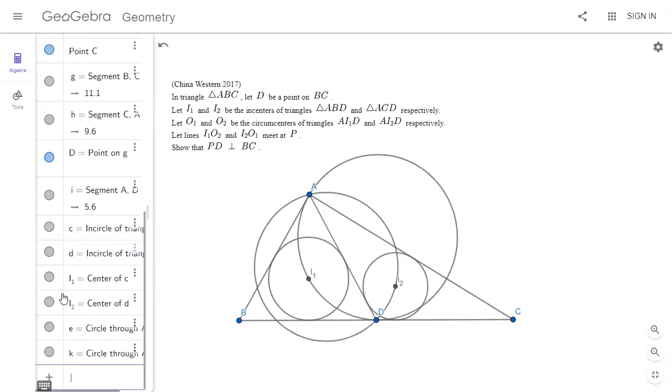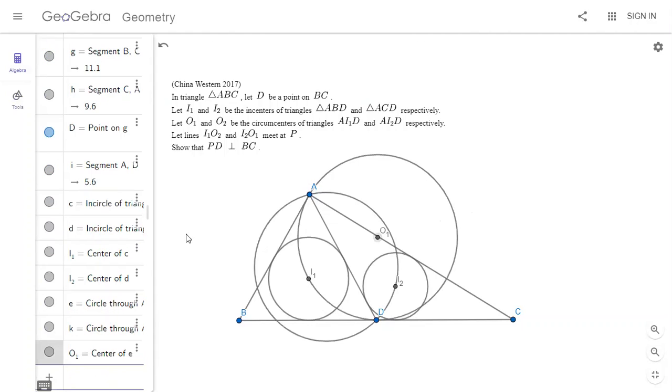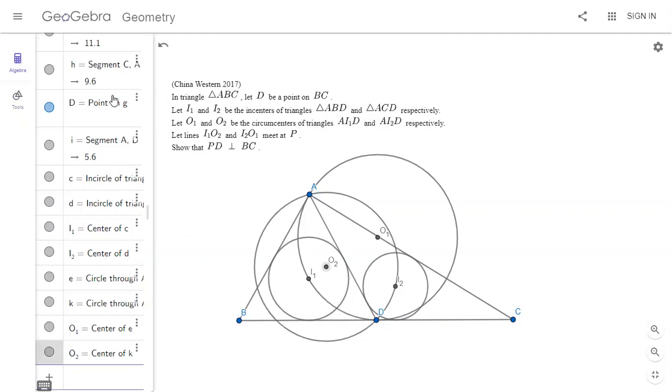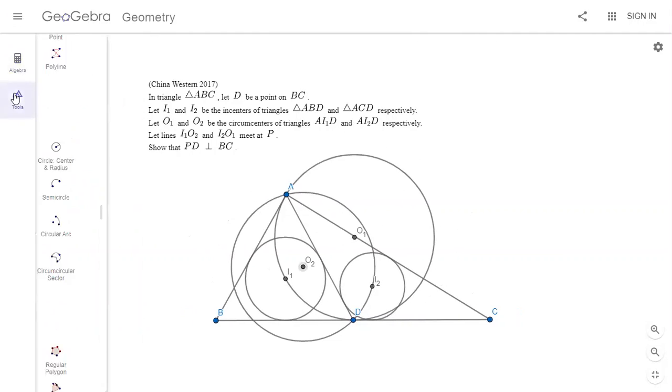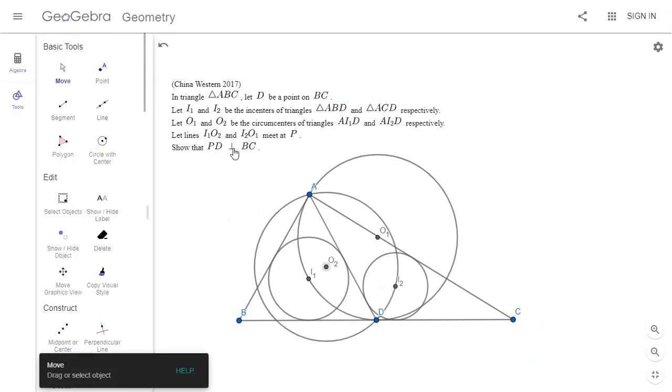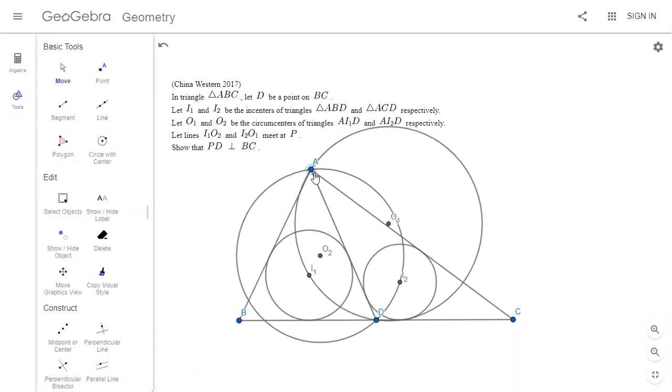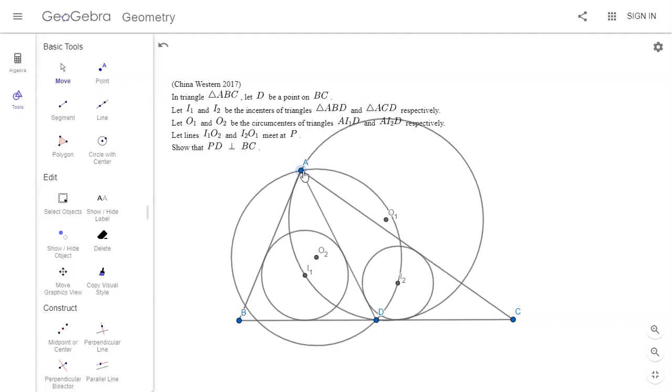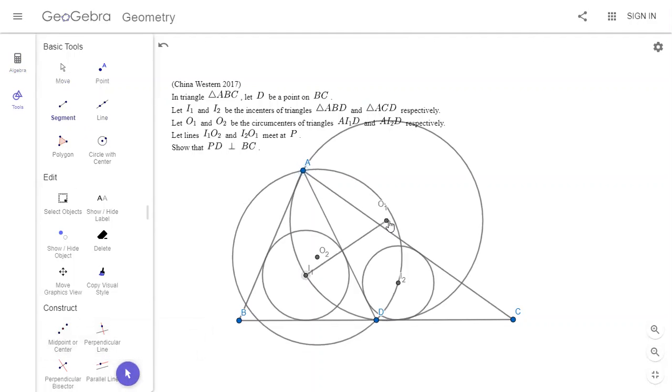So O1 is the center of E. And O2 is the center of K. Okay. Whoops. And I1O1 intersects I2O2 at P. This is really random. And we want to show P... No, that doesn't look right. So somewhere I did something wrong. Sorry.